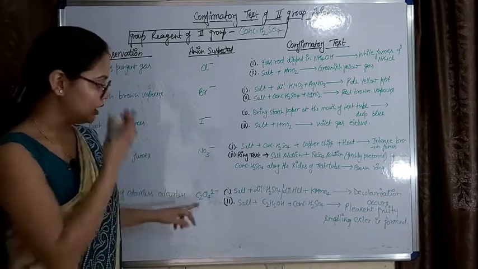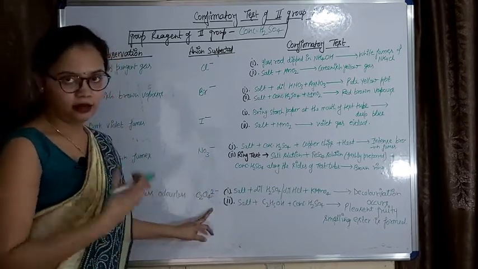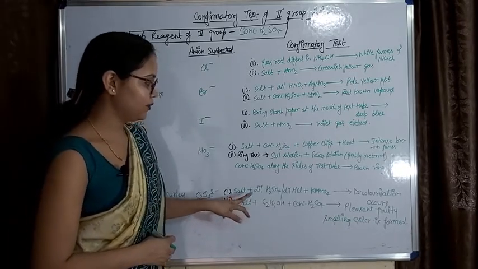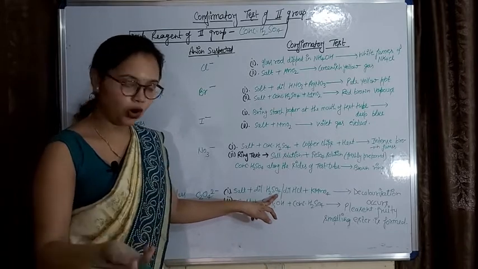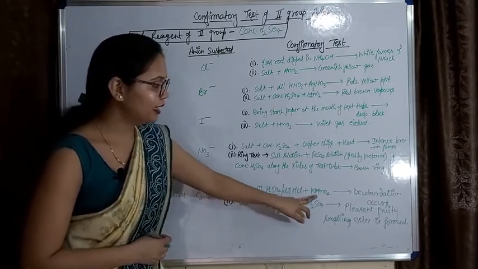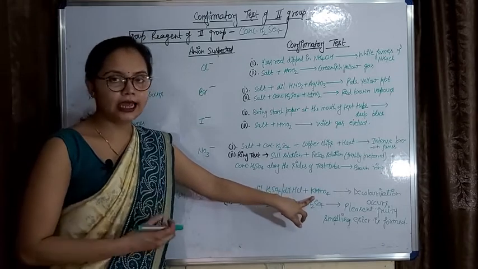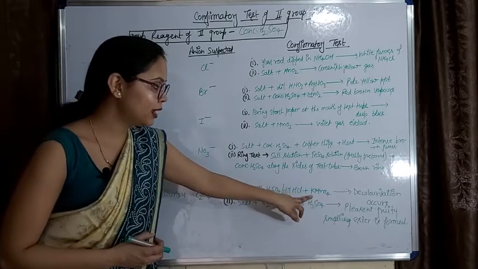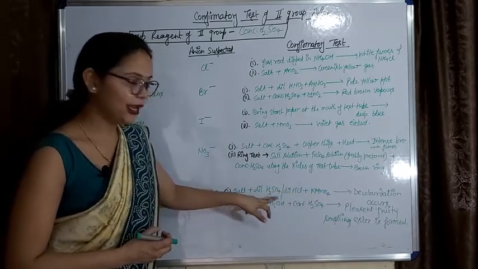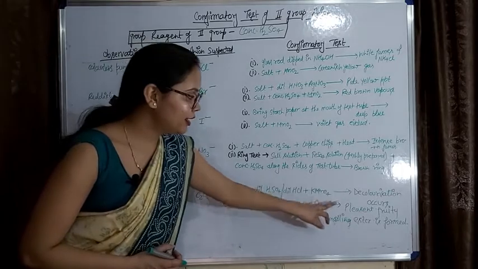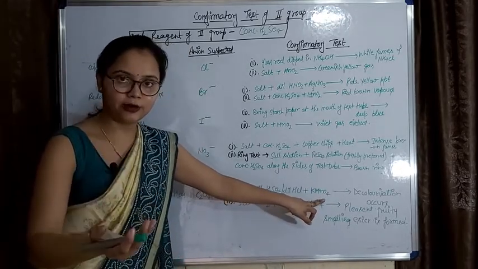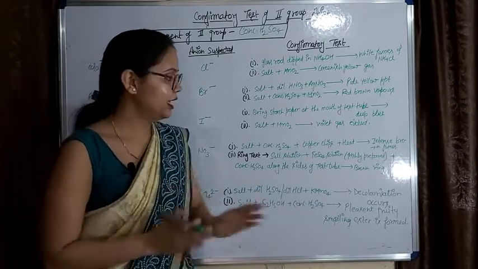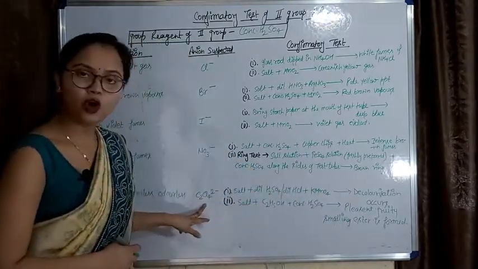Now if oxalate ion is suspected, in this case you do a confirmatory test: you take salt and then dilute H2SO4, or you can take dilute HCl, and then you add KMnO4. KMnO4 solution is pink in color. When you add KMnO4 to the salt and dilute H2SO4 solution, the pink color of KMnO4 disappears. If this decolorization occurs, it shows the presence of oxalate ion.